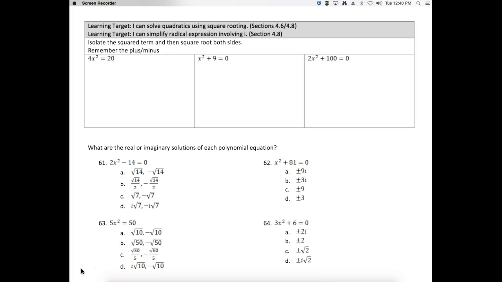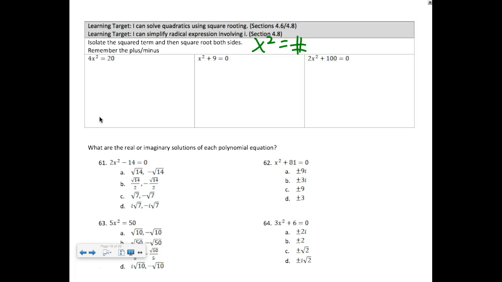This first one here, this is when we were solving by square rooting. Reminder, when we're doing that, we're trying to get the x squared by itself. So reminder, you're trying to get it to say x squared equals a number. And then reminder, whenever you square root something, you always have a plus and a minus.